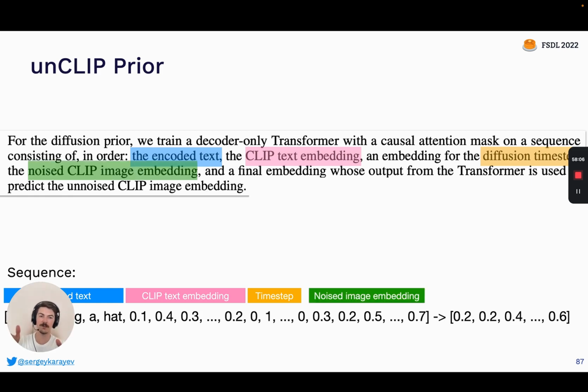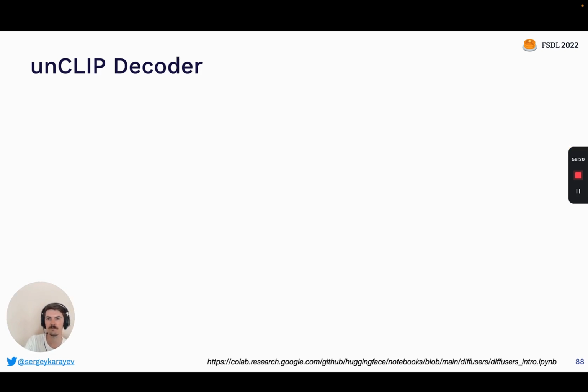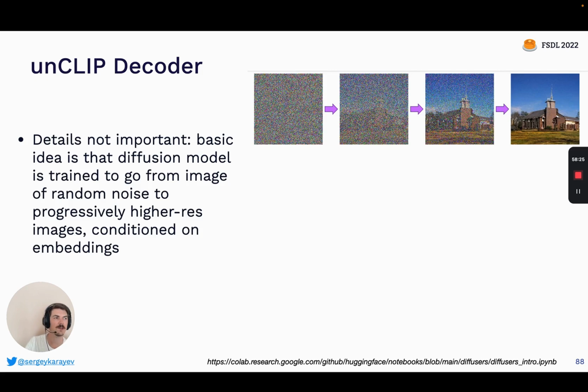Then we add the noised image embedding. So this is the image that's noisy. And then the model is trained to go from this vector to a vector that's the image embedding that's denoised. So this is the unCLIP prior model. And then we need the unCLIP decoder model, because once we get to the image embedding vector, we need to be able to go to the actual pixels.